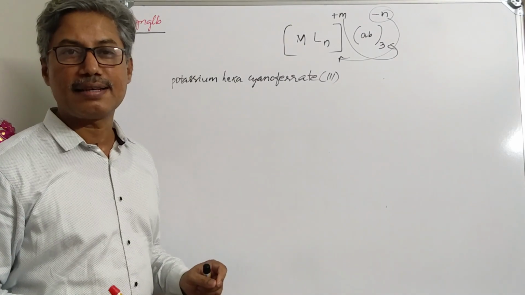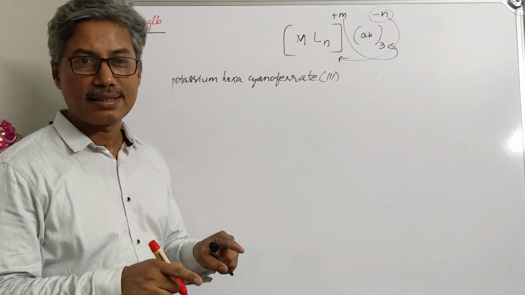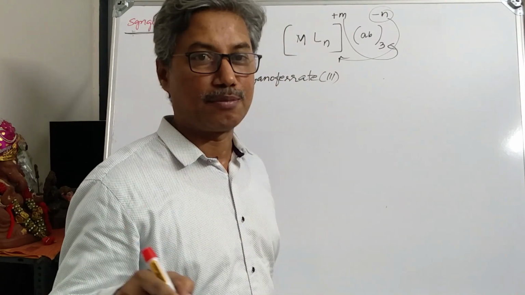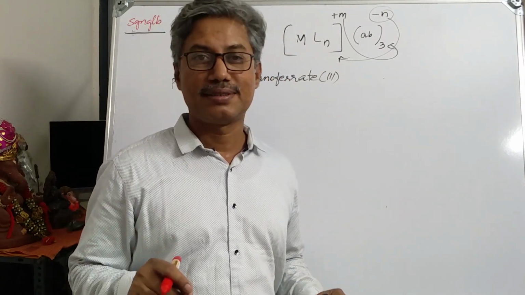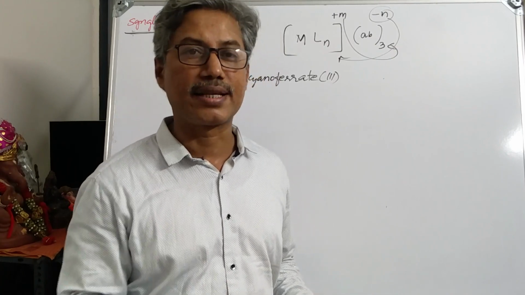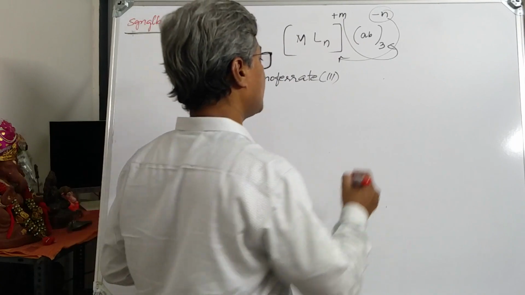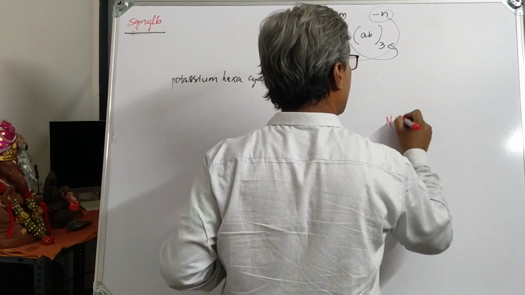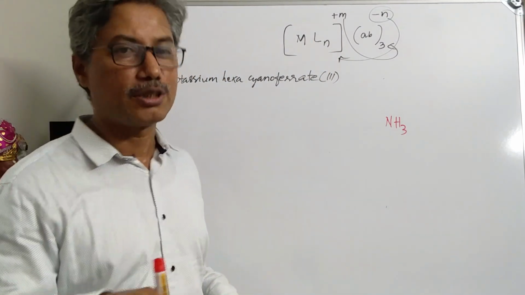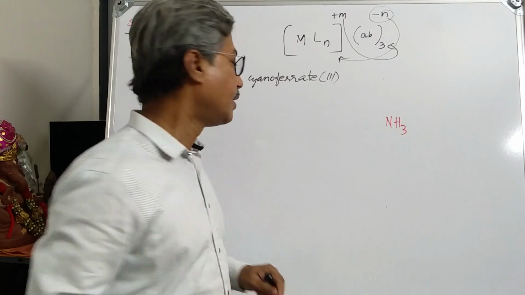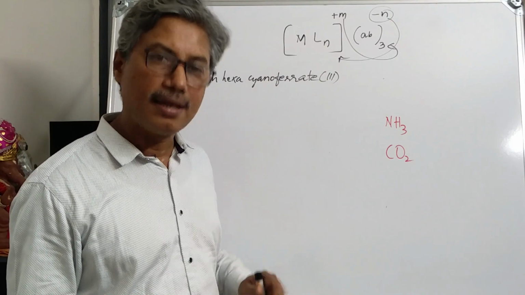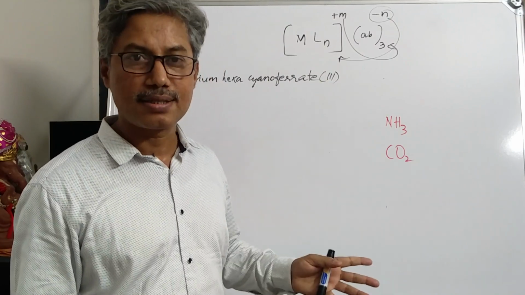Just look at this. You have to identify the metal present in the coordination polyhedra. How will you do it? You have to find out the central metal atom. How will you find it out? The central metal atom in the given formula is the one whose valence is the highest. For example, take ammonia. In ammonia, which one is the central atom? Nitrogen. Why? Nitrogen's valence is highest, which is 3. In carbon dioxide, which is the central atom? Carbon. Why? Carbon's valence is 4, oxygen's is 2.